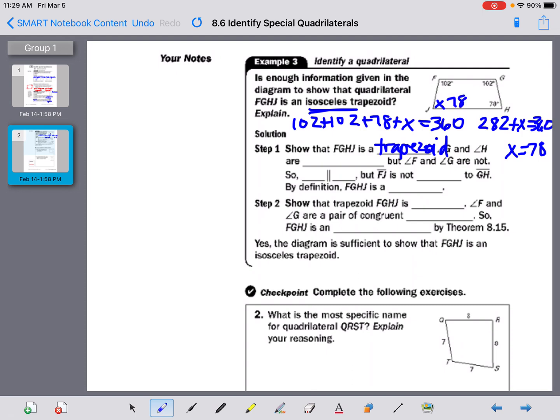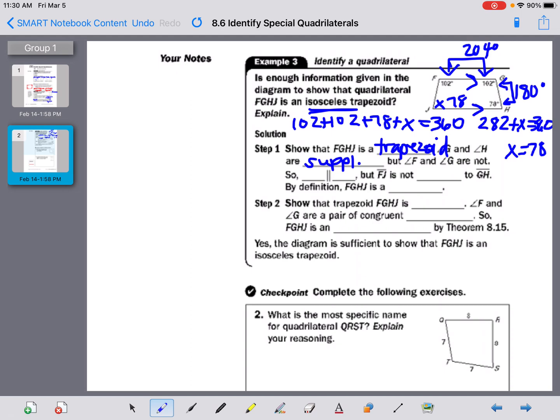I think the key thing I need to figure out, though, is if I add these two together, I get 204. So, that doesn't really help me any. But if I add these two together, 102 plus 78, that equals 180. Well, remember, if two consecutive angles equal 180, it means they're between parallel lines. They're consecutive interiors.